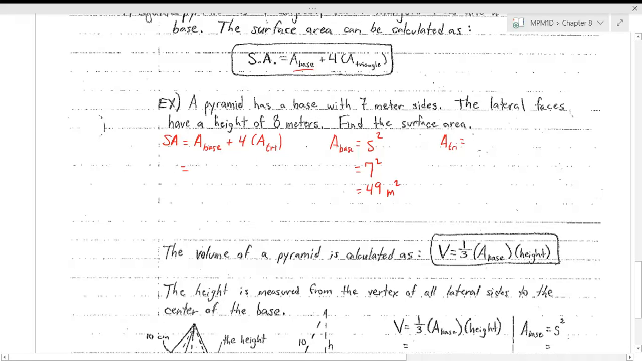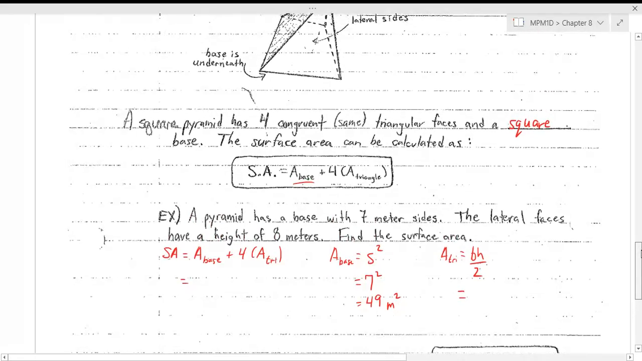Okay, so let's see, triangles are base times height over 2. They'll have a lateral height of 8, but what's the base? Well, let's think about this for a minute. It doesn't hurt to draw it out if you don't have it in front of you.